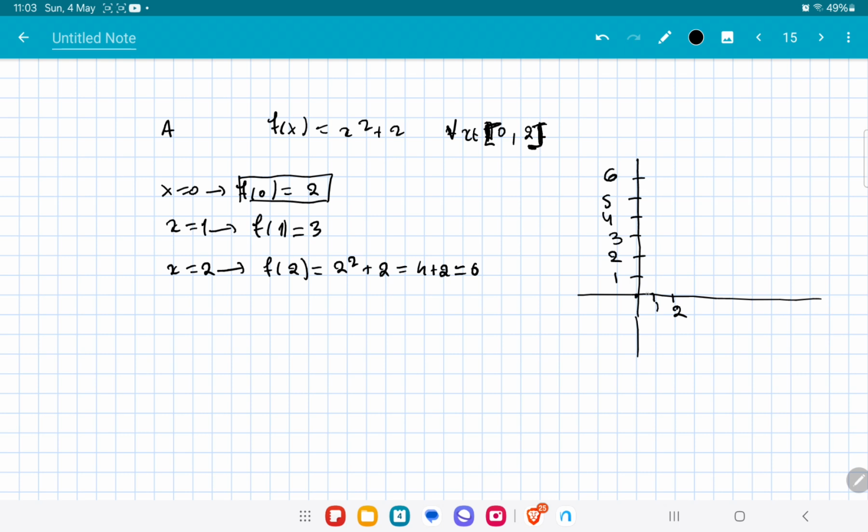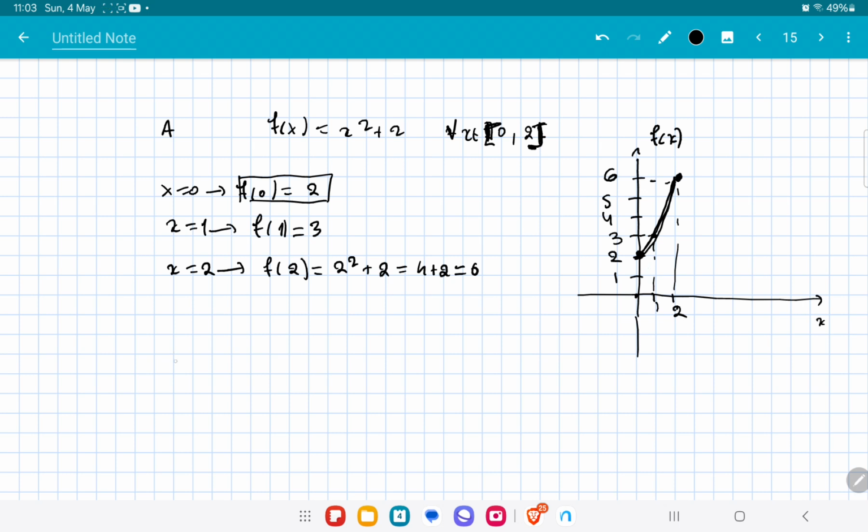For x equals 0, the y value is 2. For x equals 1, the y value is 3. And for x equals 2, 6. So basically, it's going to be a parabola shifted 2 units up in the y direction. But we focus only on that part of the function, because we want to find the integral from 0 to 2, so the area under the curve.